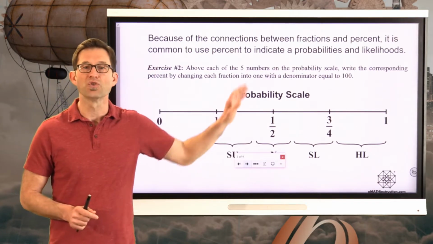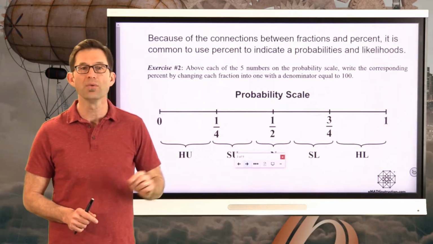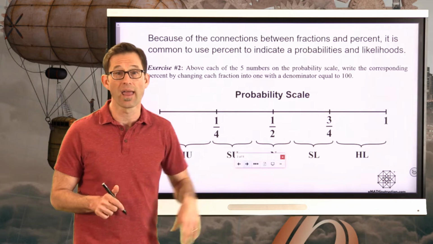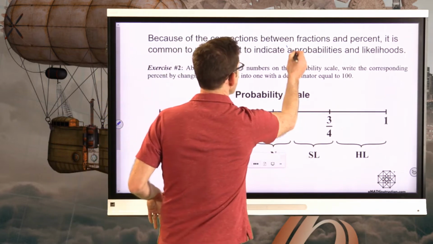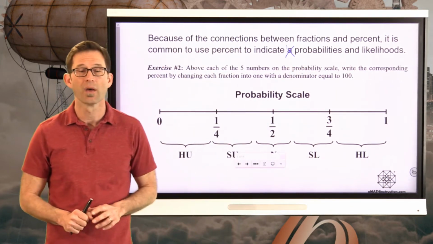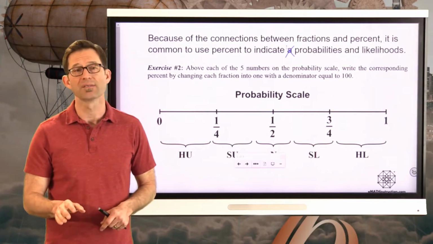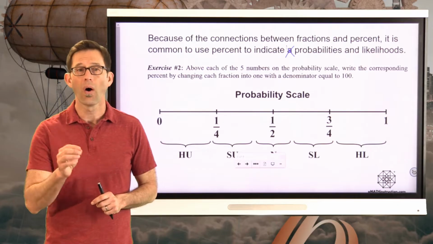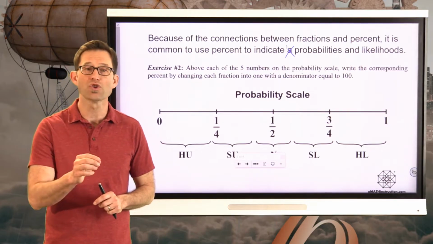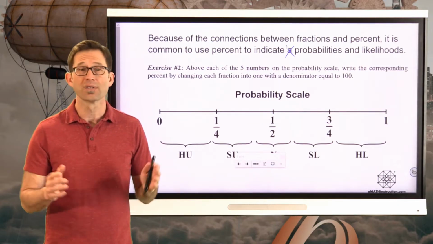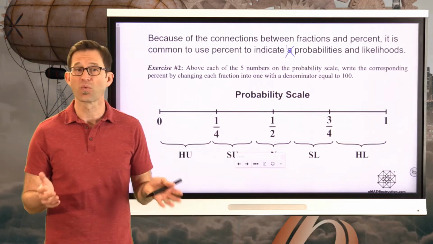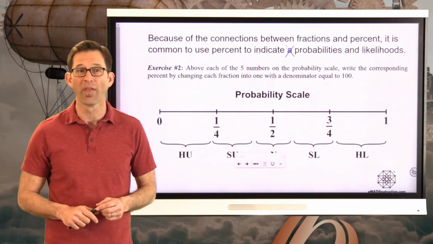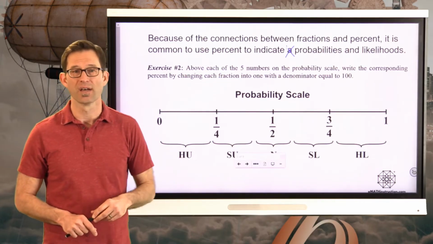Because of the connections between fractions and percents, it's common to use percent to indicate probabilities and likelihoods. And it makes sense, because keep in mind, from our unit on percents, all a percent is is a ratio out of 100. Since we've been dealing with probabilities as ratios, simply having the denominator as 100 doesn't seem all that strange. Let's take a look at exercise number 2.